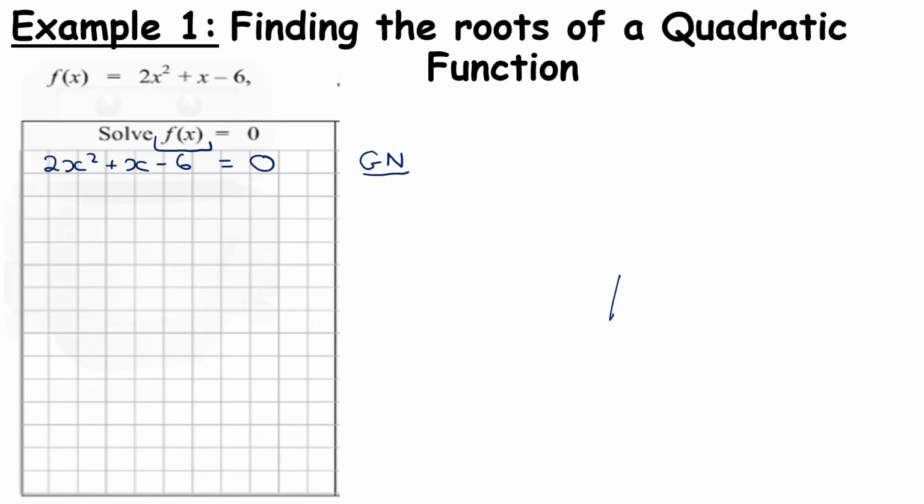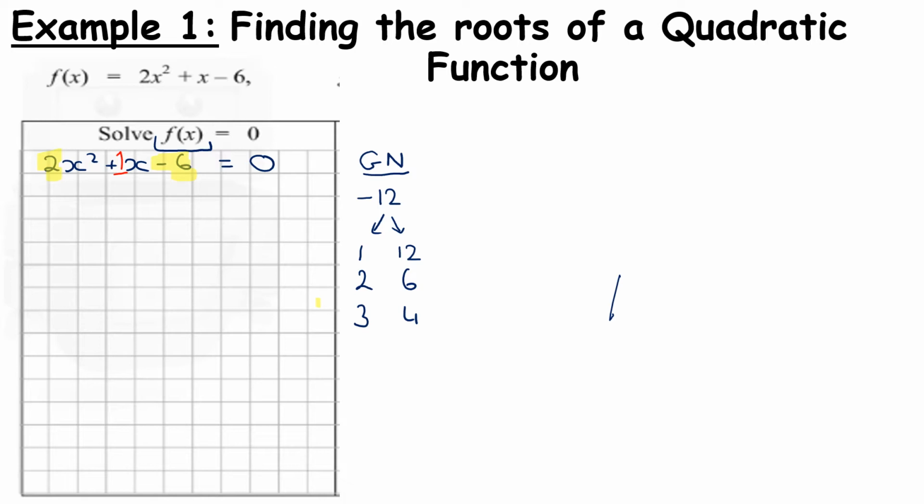So the guide number is the first term, or the coefficient of that first term, by the last term. So the guide number here is minus 12. And we're trying to find the factors of minus 12 that will add to give me a plus 1. Remember, an x means 1x. So the best thing we can do is list them all through. If you're struggling, we have 1 and 12, we have 2 and 6, we have 3 and 4.